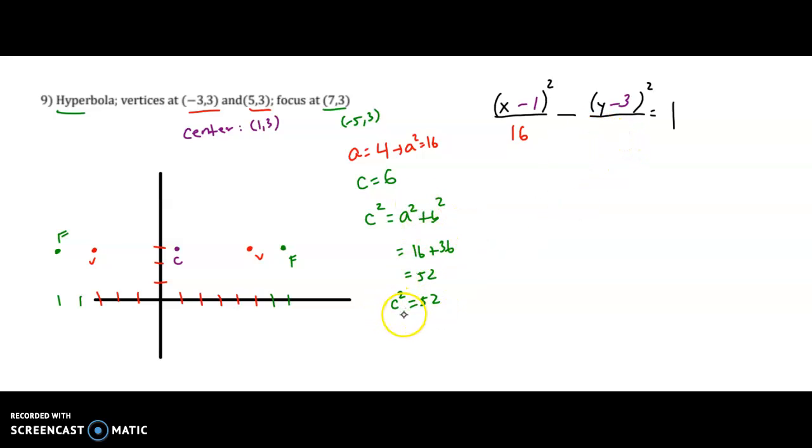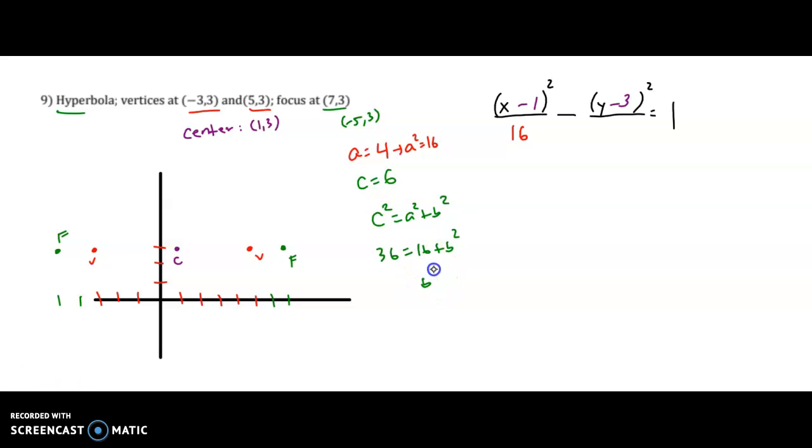And so, nope. That's not what I want, right? I made a mistake, okay? See, you are also learning from my mistake, all right? So we actually need to set up c squared is equal to a squared plus b squared. That's going to be 36 is equal to 16 plus b squared, all right?